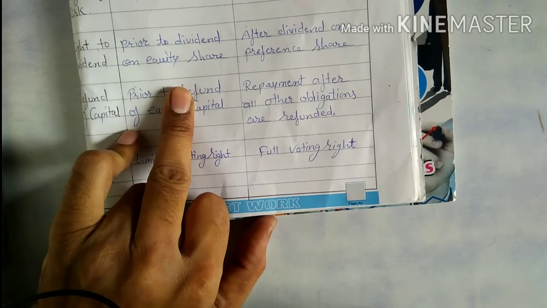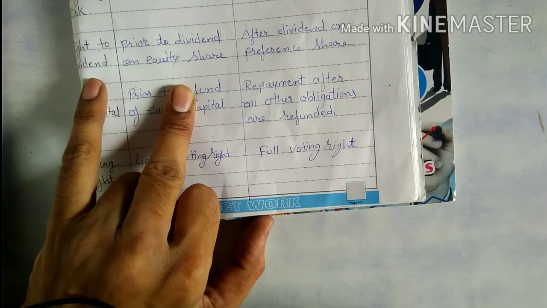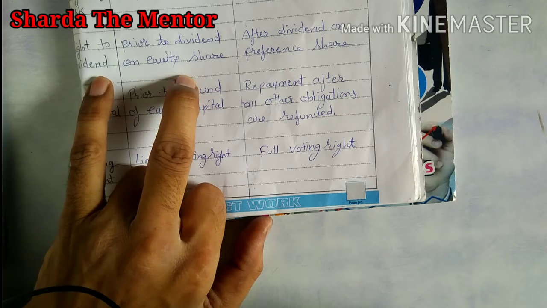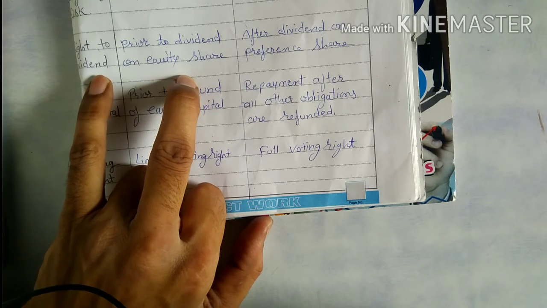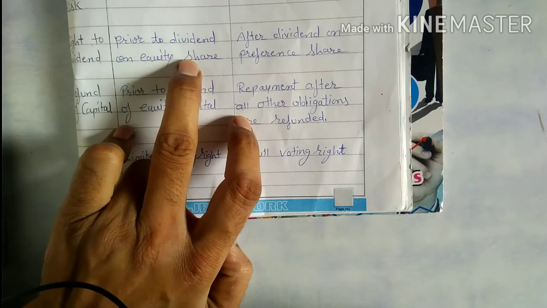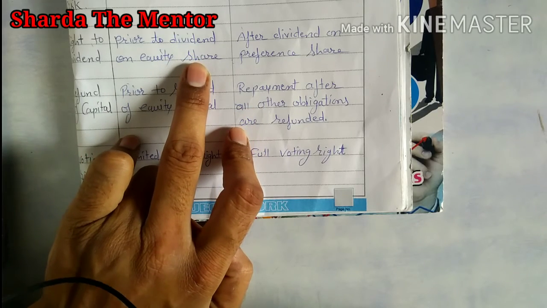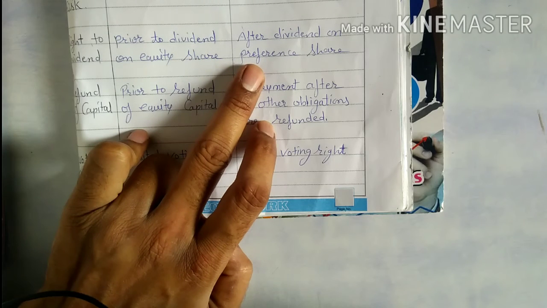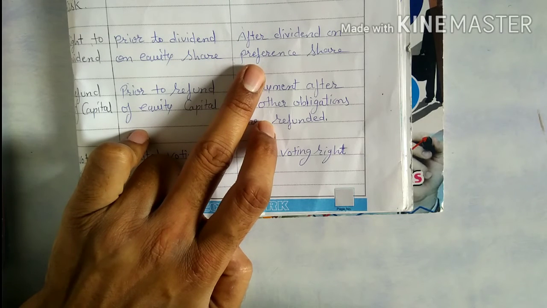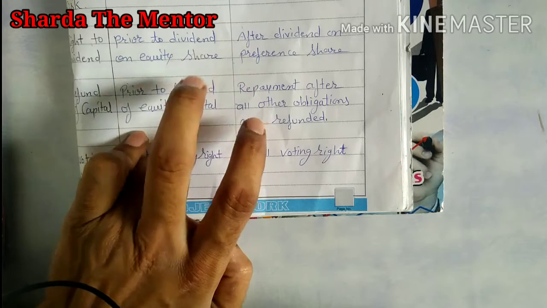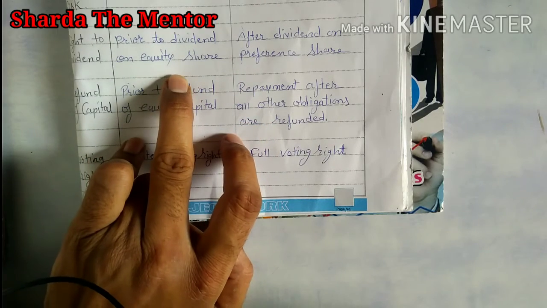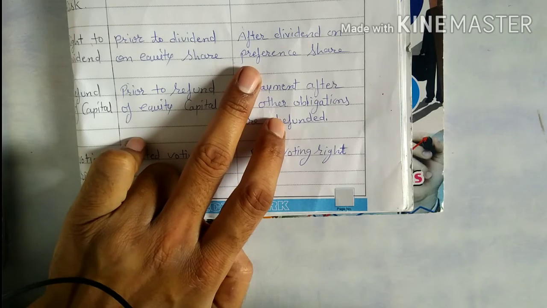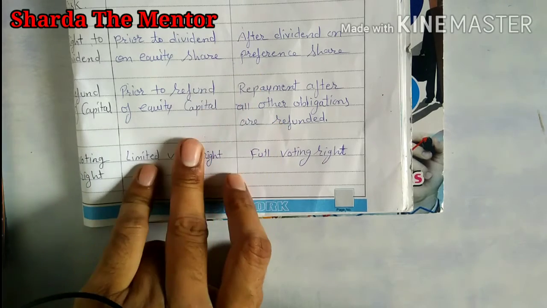Next one is right to dividend, prior to dividend on equity shares. It means when the company gives dividends to the preference or equity shareholders, first priority will go to the preference shareholders, and after that if any amount remains, then equity shareholders will get dividend. It means priority or privilege is given to the preference shareholders for paying the dividend, and if anything remains after that, then equity shareholders will get that dividend.